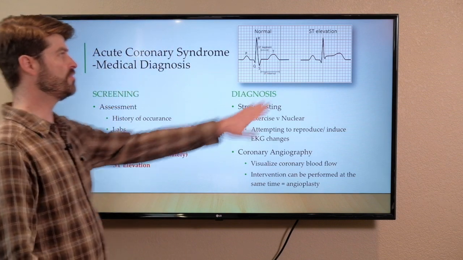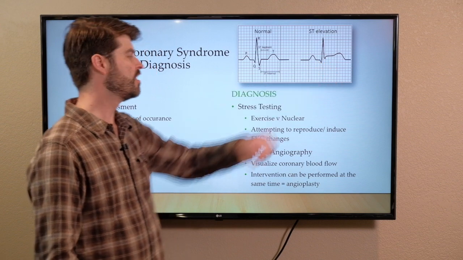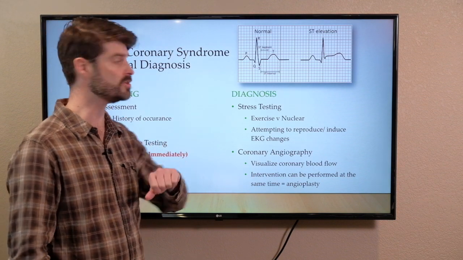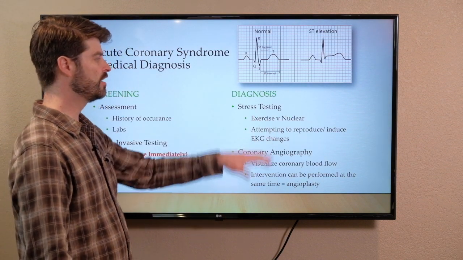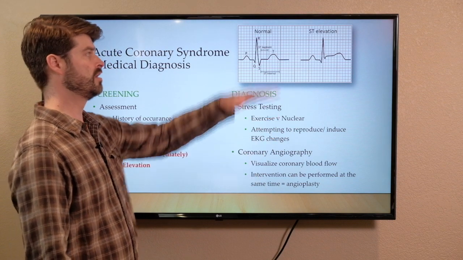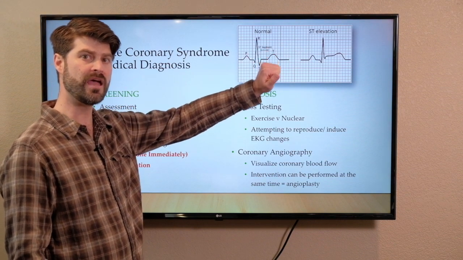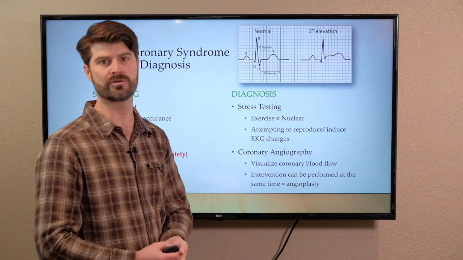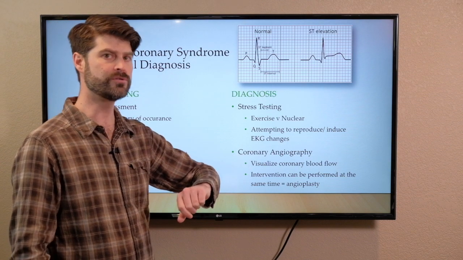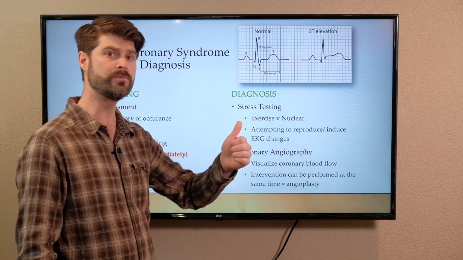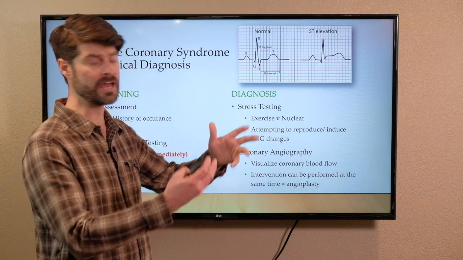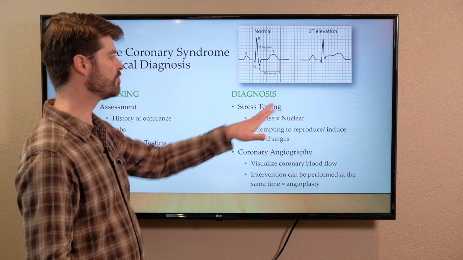Once we've done our screening and we've identified STEMI in our patients, then we're looking for confirming diagnosis. The way we're going to do that, stress testing is one of our big ways. Exercise versus nuclear. If our patient can be active and get on a treadmill, we're going to do that to try and induce any electrical abnormalities that they may have because of that dead tissue that's part of their heart tissue. If they can't exercise, then we're going to do a nuclear test where they're going to be getting a radioactive isotope to visualize blood flow in the heart, and then imaging to look at it. So that's going to be our two different ways of doing stress testing.